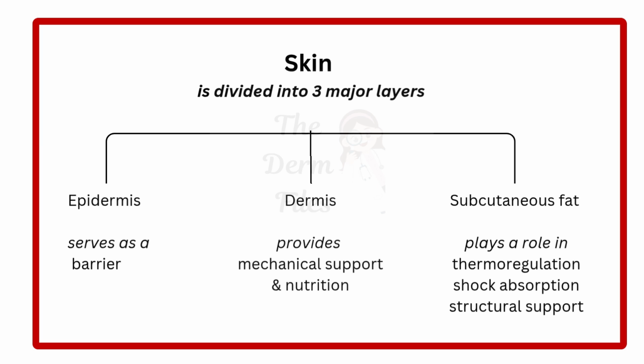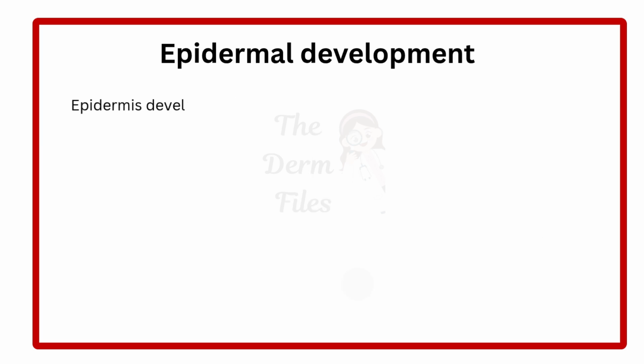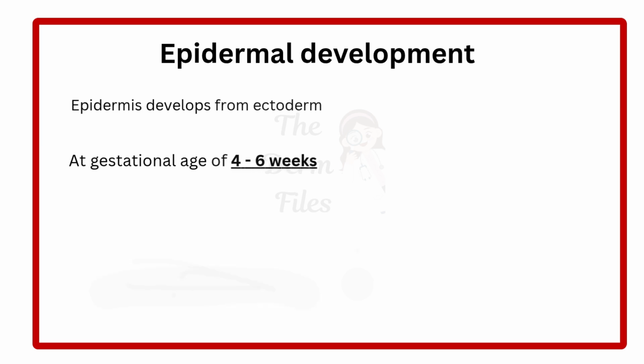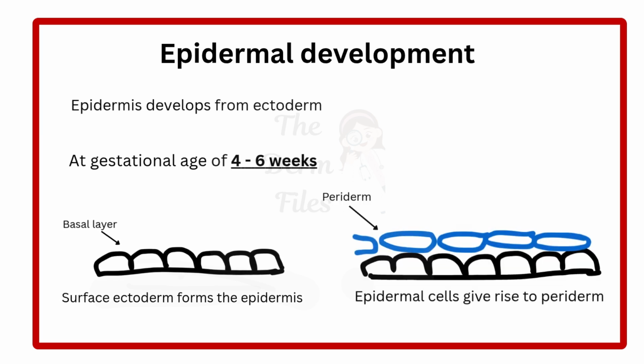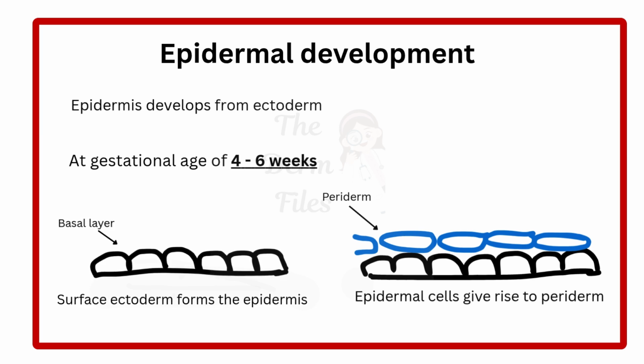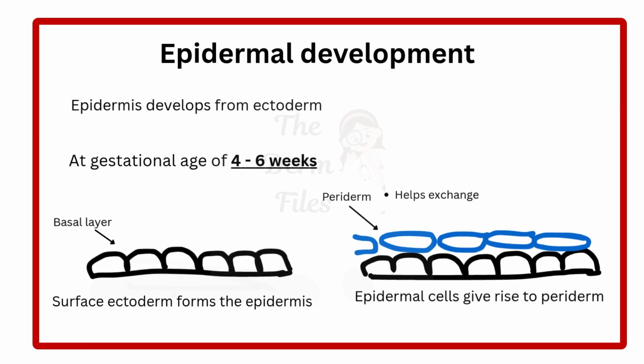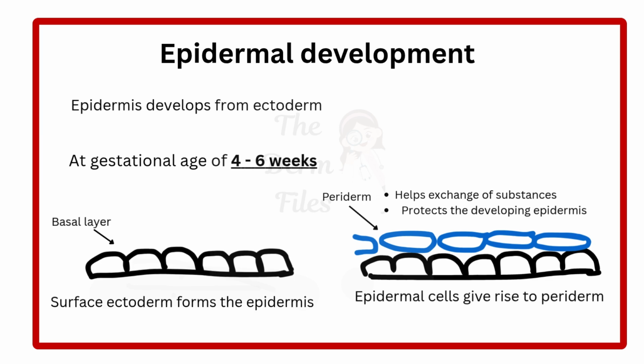The epidermis develops from the surface ectoderm. At a gestational age of 4 to 6 weeks, the surface ectoderm adopts epidermal fate, forming the basal layer. Primitive keratinocytes in the basal layer give rise to the periderm, which is later shed off in the amniotic fluid and contributes to the formation of the vernix caseosa. The periderm, till it's shed off, helps in the exchange of substances and protects the developing epidermis.